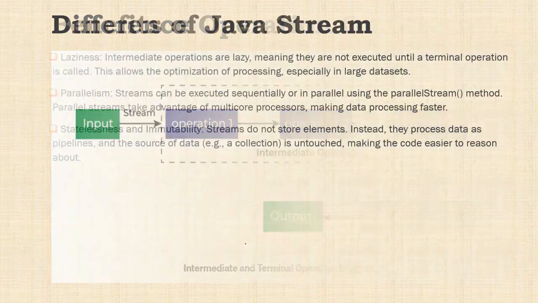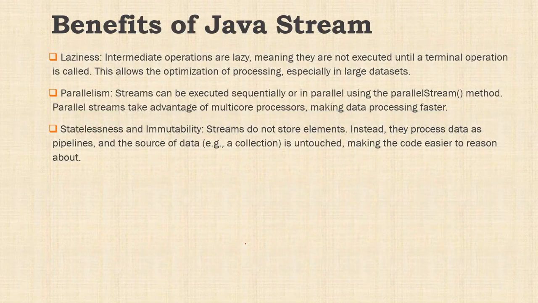So let's start new things, which is the benefits of Java Stream. Laziness. Intermediate operations are lazy, meaning they are not executed until a terminal operation is called. So with the help of intermediate methods, we can't get the result. At last we have to perform the terminal operation. This allows the optimization of processing, especially in large data sets.